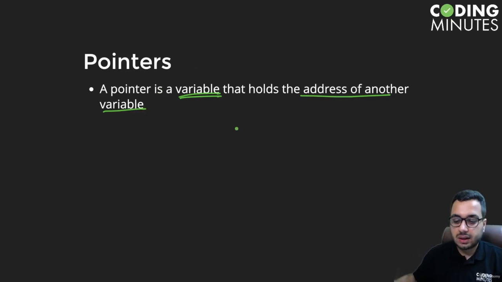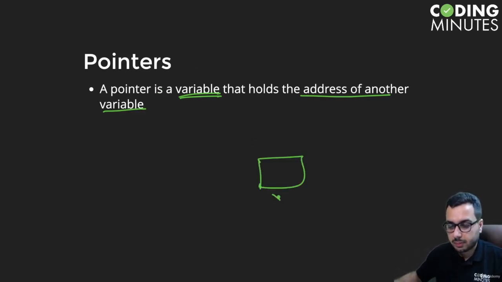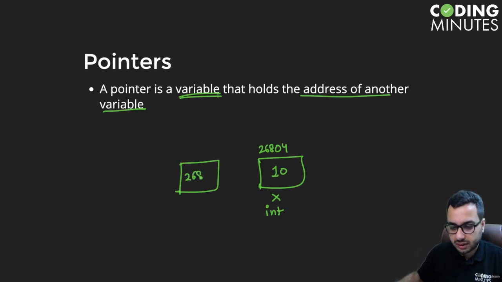Okay, so earlier what we saw, if we have a bucket x, of the type int, then it has some value, let's say 10, and it has some address, let's say 26804. Then we can store this address in some other bucket as well. So this is 26804, and this bucket is, let's say, xptr. That means this bucket points to x, because it is storing the address of the bucket x.